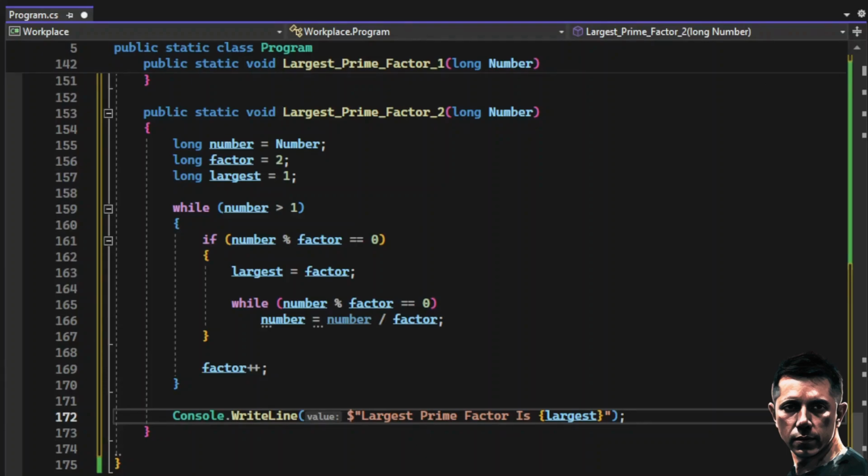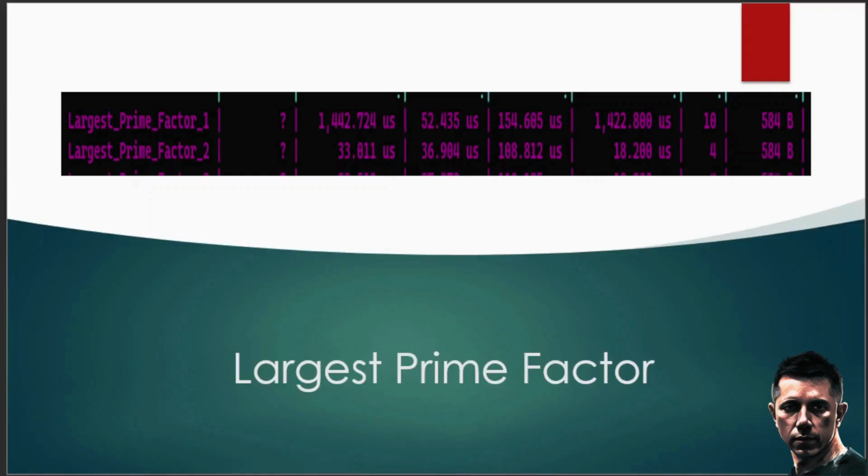Looking at the benchmarking, we come to the same conclusion that we witnessed during the generation of prime factors of a number. The factorization technique clearly outperforms the other approach by a huge margin.